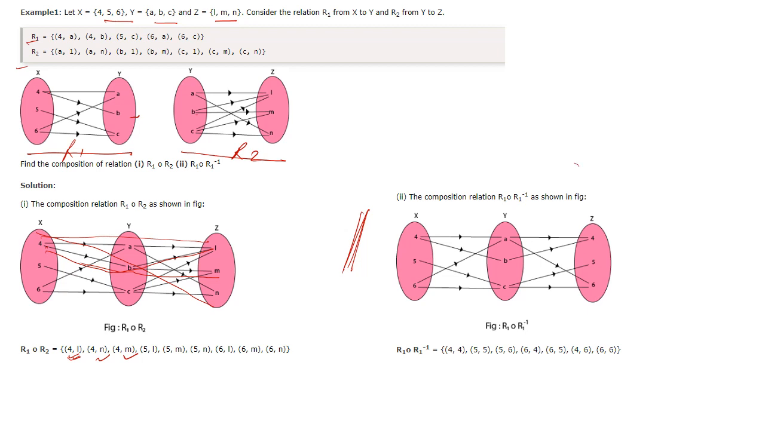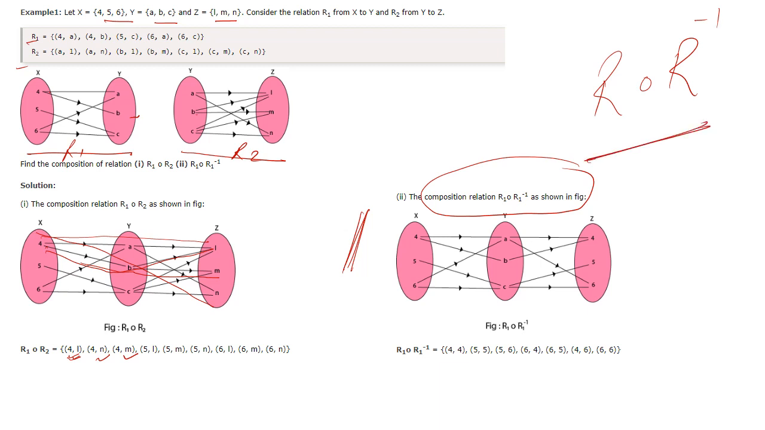Right. See, this is an interesting example. What we are trying to do is find out the composition of R and R inverse. Right. So this is the relation and this is the inverse of the relation. The inverse of the relation will have the similar arrows, but their directions will be opposite. So this is how you will find out the composition.